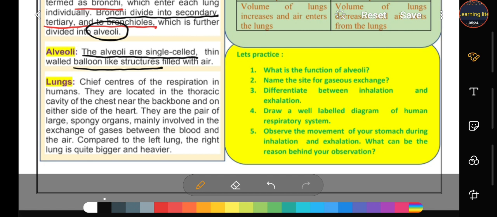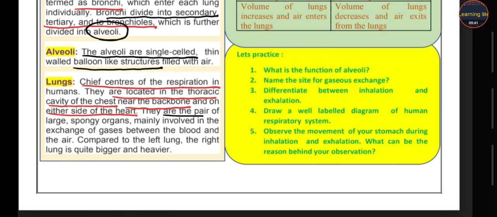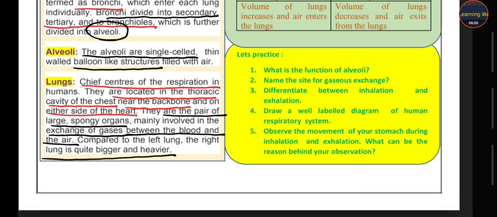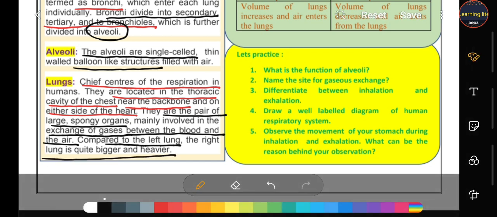Now all things happen in our lungs. Lungs are the chief center of respiration, students. They are located in the thoracic cavity of the chest, near our backbone and on either side of our heart. Lungs are a pair. It means we have two lungs. They are very spongy and are involved in the gaseous exchange between the blood and air. So between blood and air, they help in the exchange of gases. Students, our right lung is bigger and heavier and our left lung is smaller and lighter.